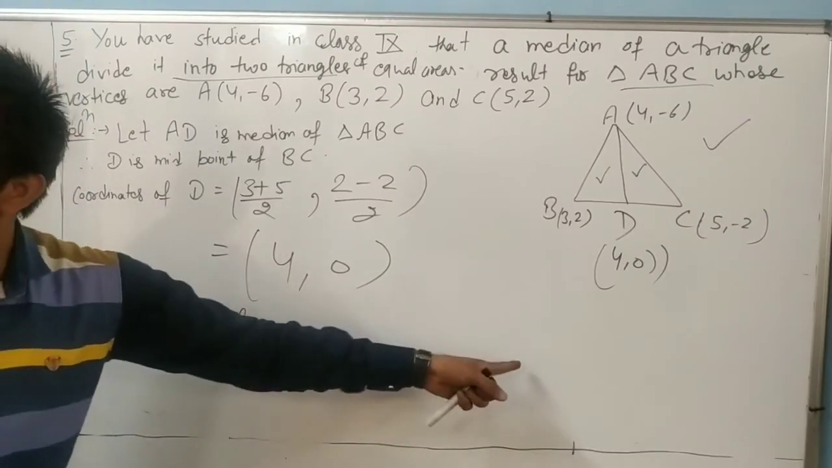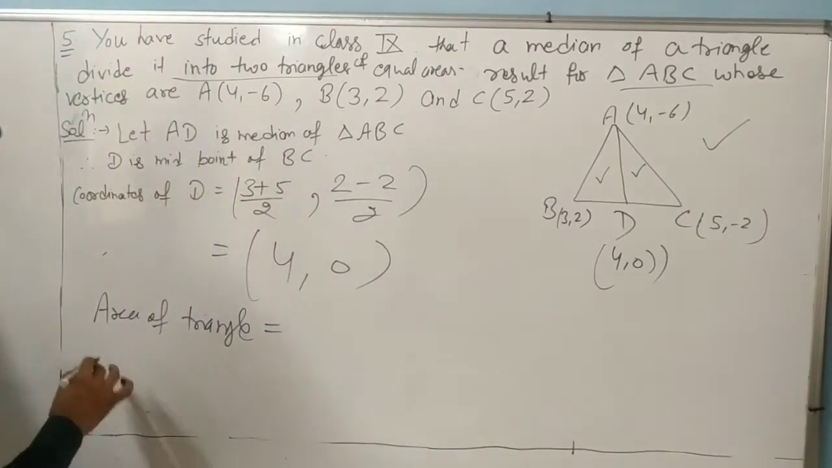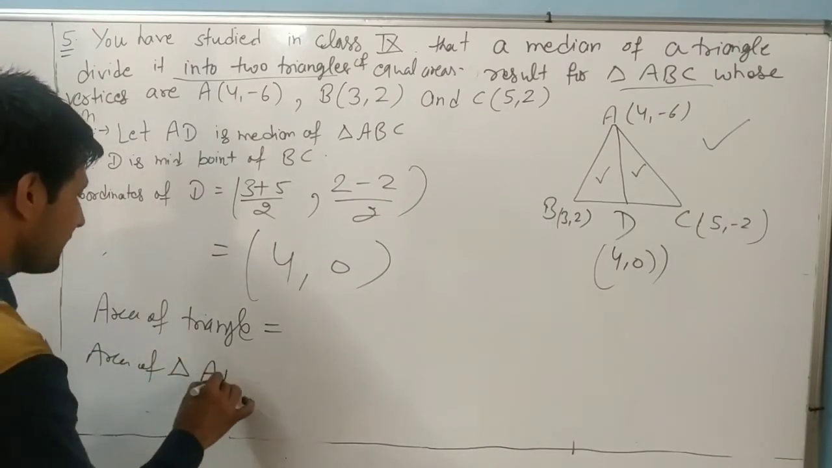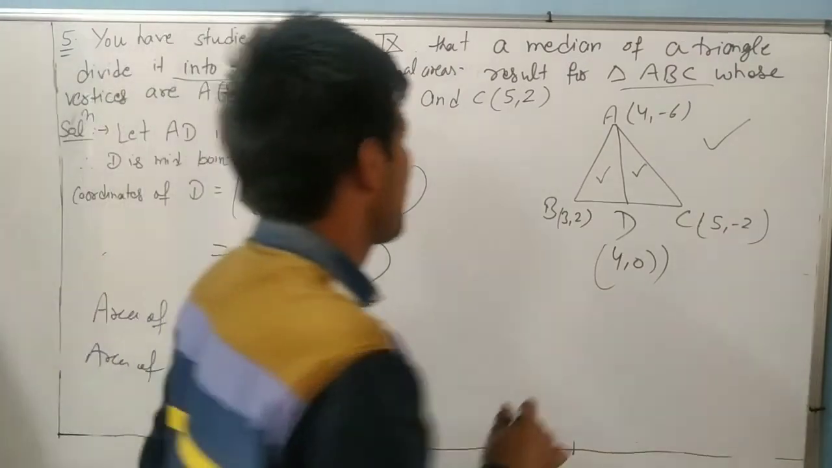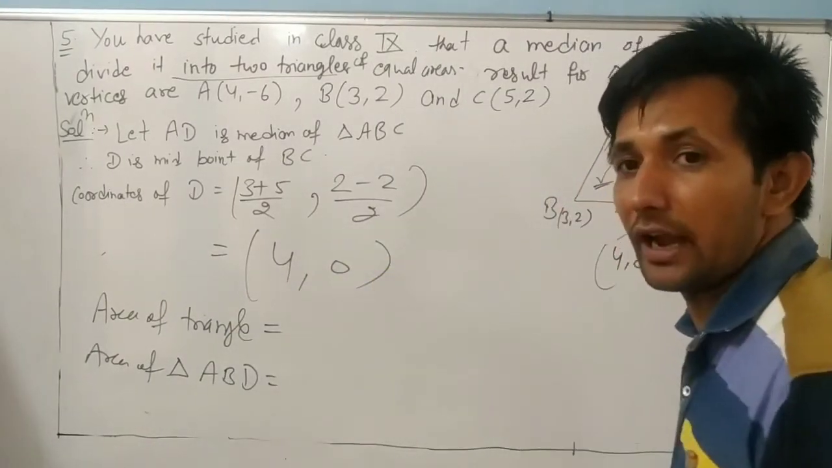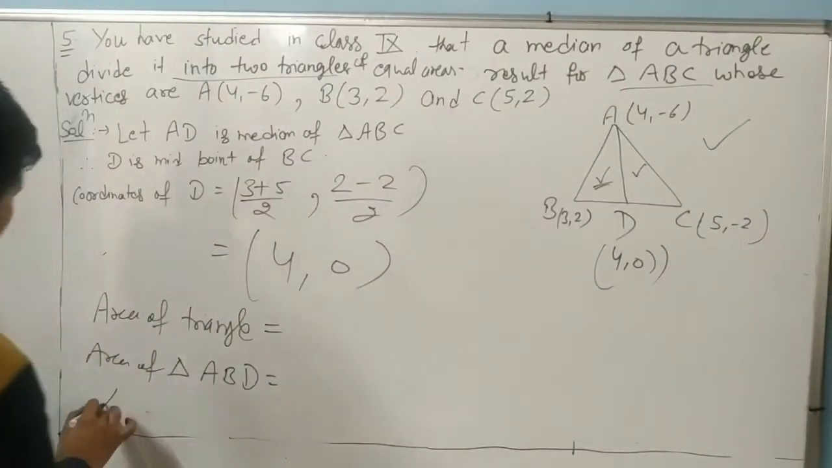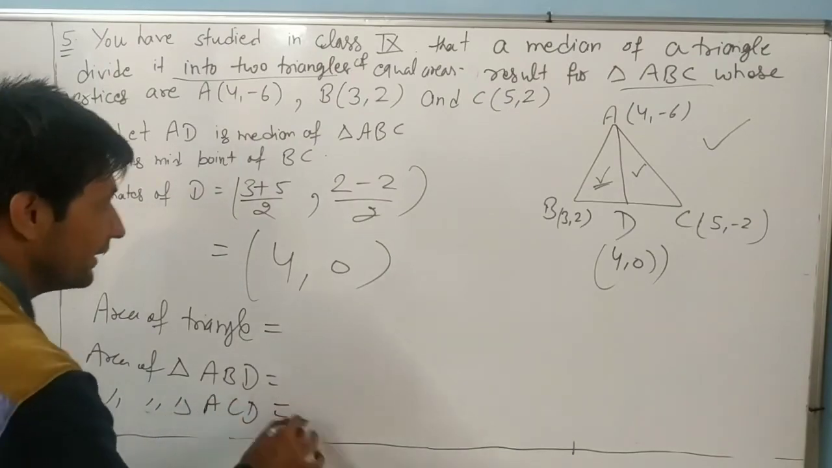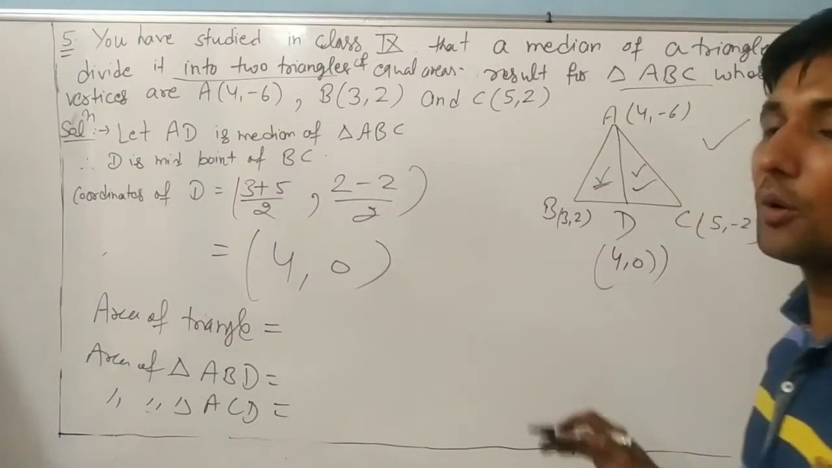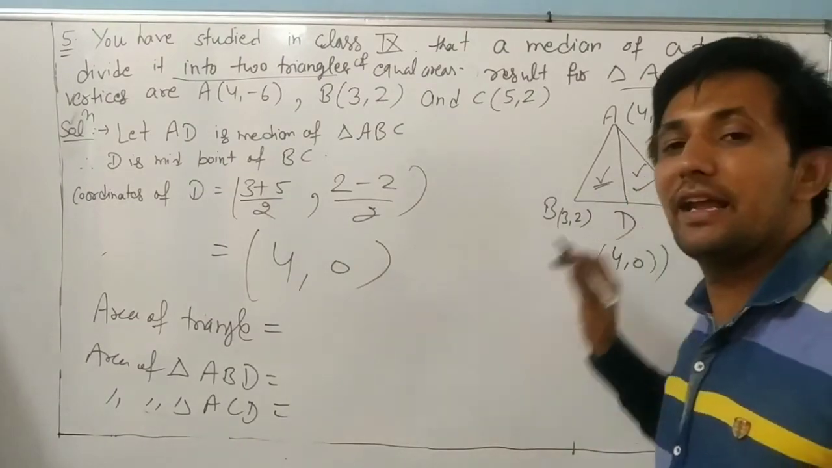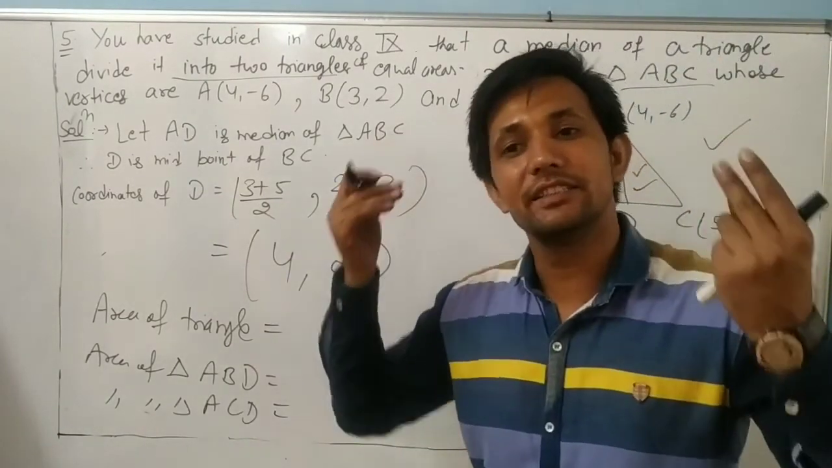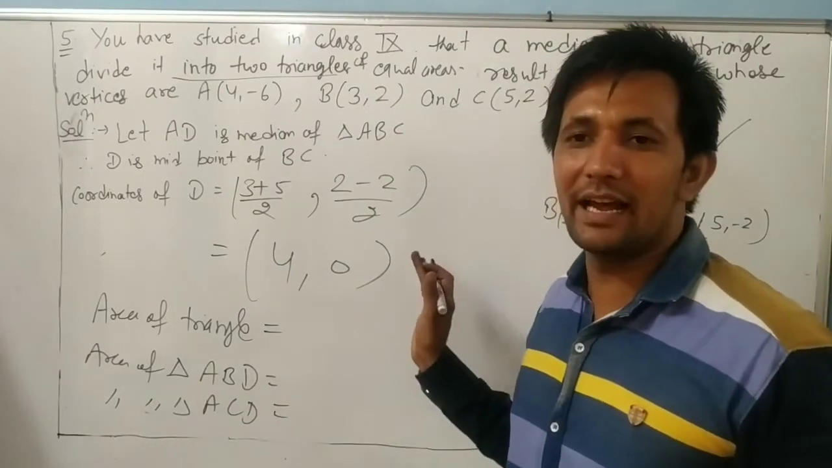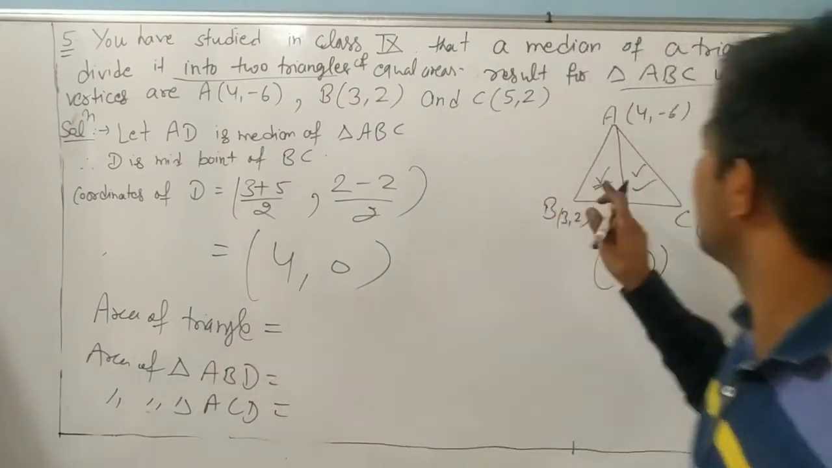Now we will write the area of triangle formula. Can you write it yourself? First we will find the area of triangle ABD. Same as before, we will then find the area of triangle ACD. We observe that both areas come out the same, so we verify the result. Understand dear? We only use the area of triangle formula in these two triangles.